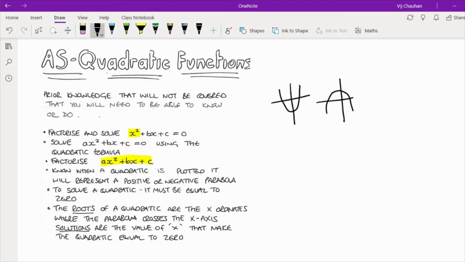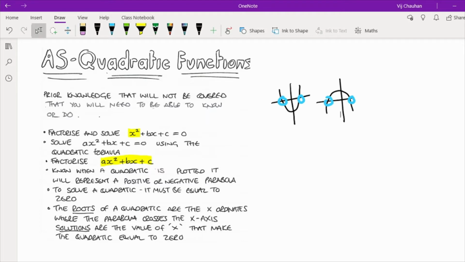You also need to know that when we talk about the root of a quadratic equation, that refers to where your parabola crosses the x-axis. So just labelling it there. And also recognise that sometimes the roots are also known as the solutions to your equation.